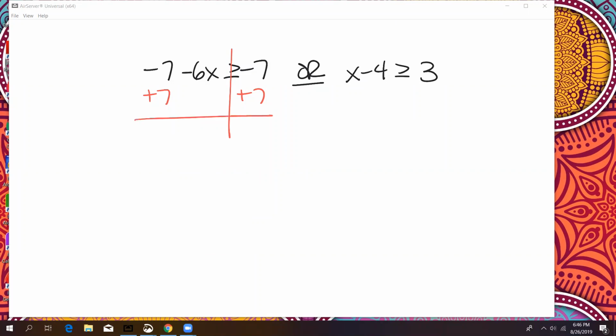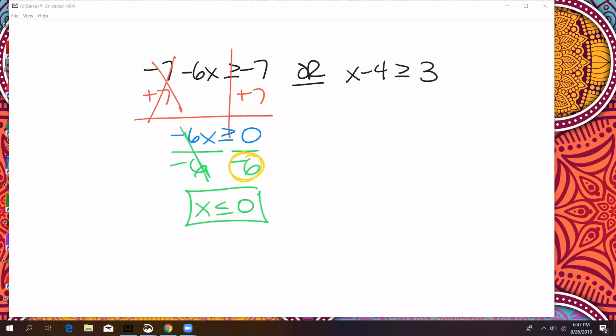All right, so on the one on the left, if I add 7 to both sides, that gives me negative 6x is greater than or equal to 0. I'm going to divide both sides by negative 6. 0 over negative 6 is equal to 0. Remember, that's a number. There's nothing wrong. If you have 0 on top, that's equal to 0. And so here, though, because I am dividing by a negative number, we're changing the direction of the sign. So you're going to have x is less than or equal to 0. So again, because we divided by this negative number, we had to change the direction of the sign to be less than or equal to.